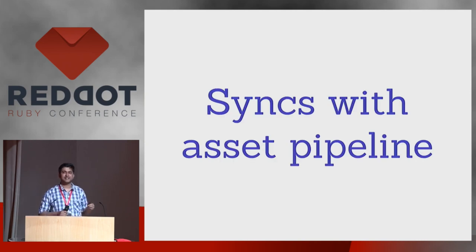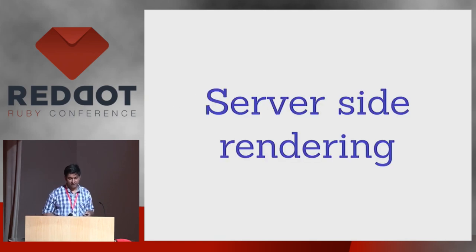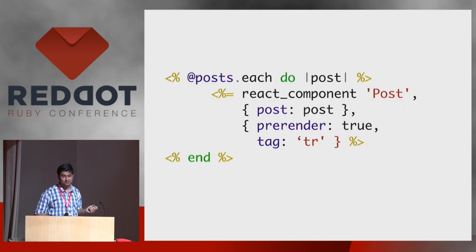This gem also syncs with the asset pipeline, so it works beautifully with the asset pipeline without coming in the way. You can specify certain variants, like if you want to use the development version or production version, I think it also allows you to specify your own version of React.js. This gem also allows server-side rendering, so you can pass an option for pre-rendering, prerender true, and it will evaluate the code on the server-side and then send it back.